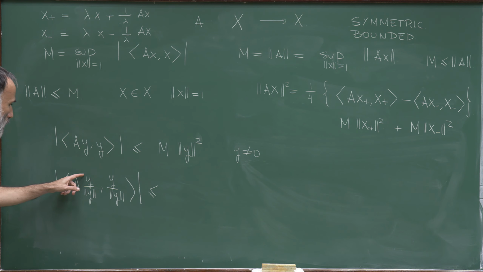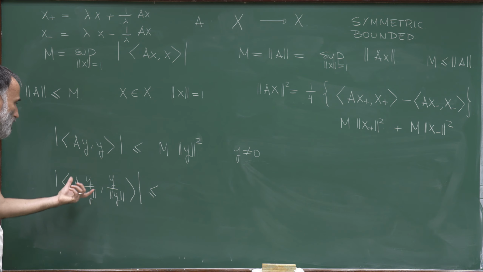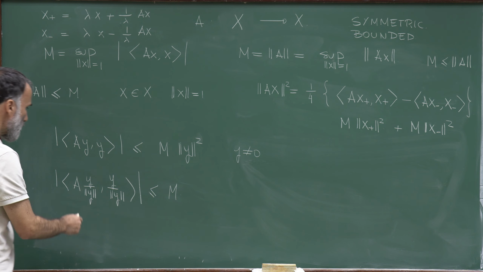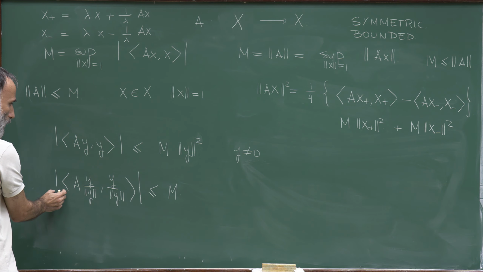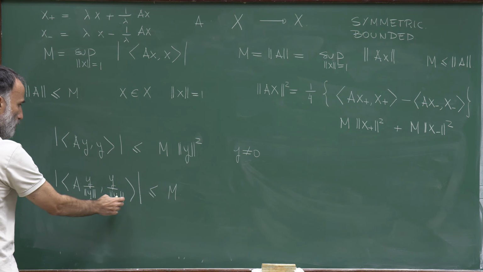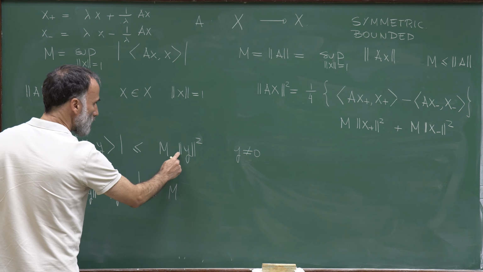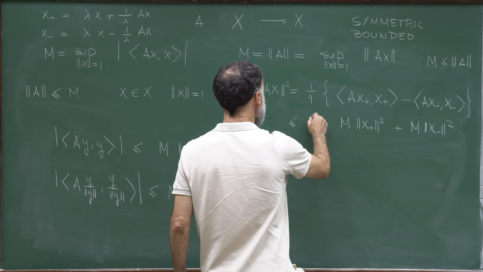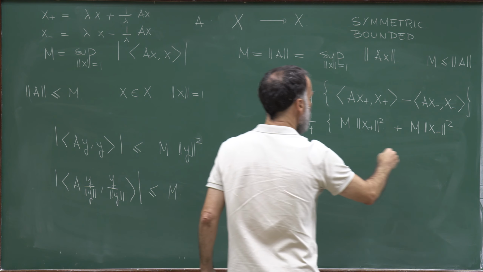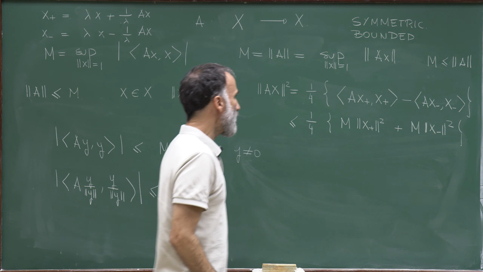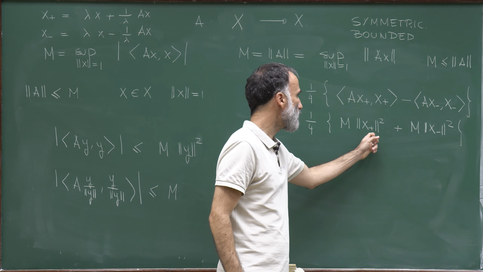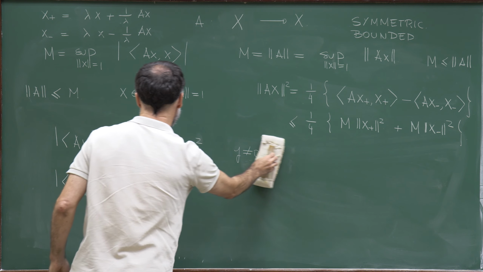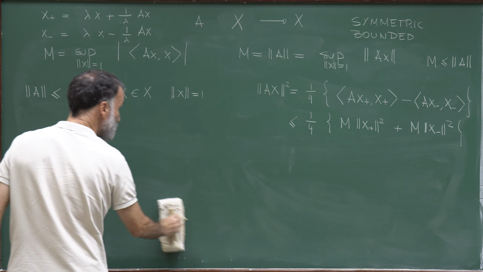This, because y divided by its norm is a new vector which has norm equal to 1, so this is bounded by m. Now by linearity, I can take y out of the scalar product as well as the norm of y, and I get this inequality. So this is what I'm using here to claim that this is bounded by 1/4 of m times the square of the norm of x plus, plus m times the square of the norm of x minus. So this is what we have.